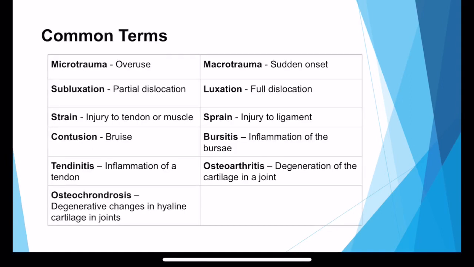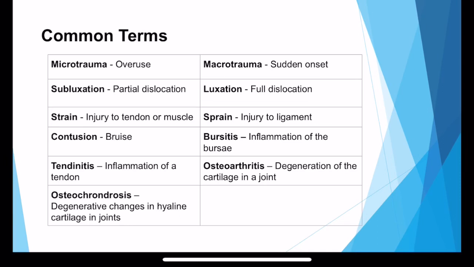Some common terms that we're just going to throw at you is microtrauma. So that means overuse. And if microtrauma doesn't sound like an overuse situation to you, think about micro tears in tendons and ligaments because that's what's happening there. With a macro trauma, that's going to be a sudden onset. A subluxation is going to be a partial dislocation, and a luxation would be a full dislocation. So just remember sub, like submax, will be partial.